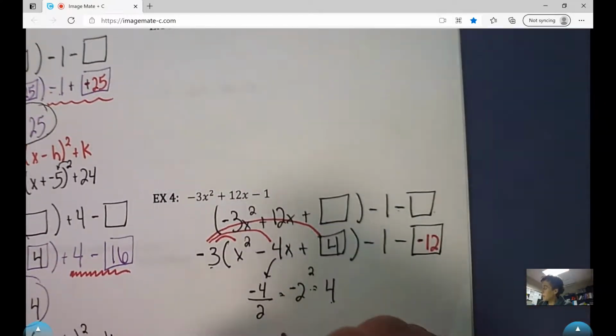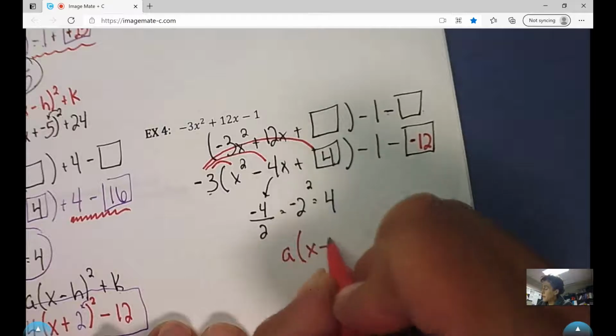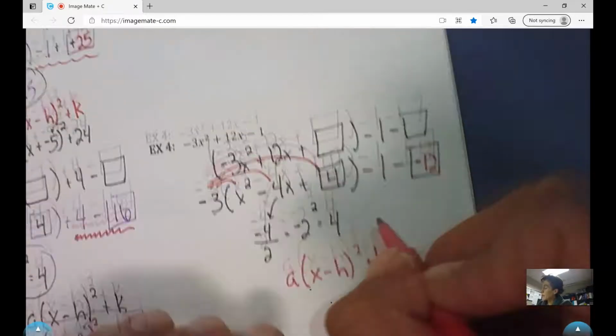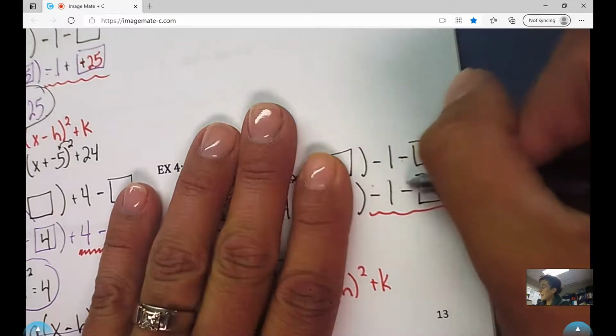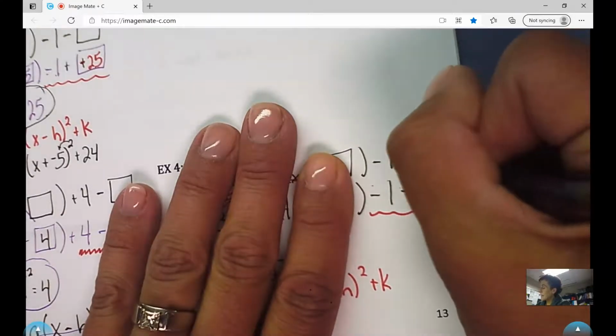And then writing this down, if you just want to see where things are going to go, again, I'm going to start with the k. And when you subtract a -1, subtracting -12, when you subtract a negative, it's like adding a positive.